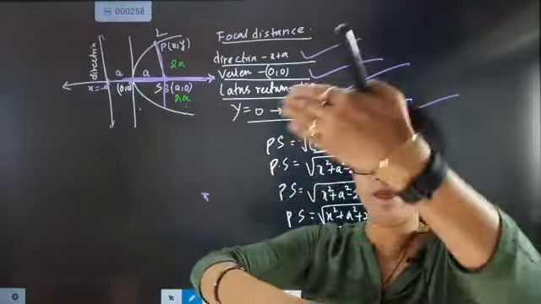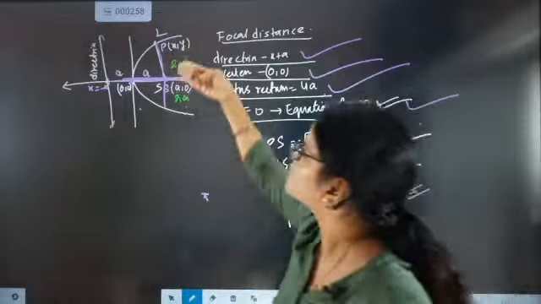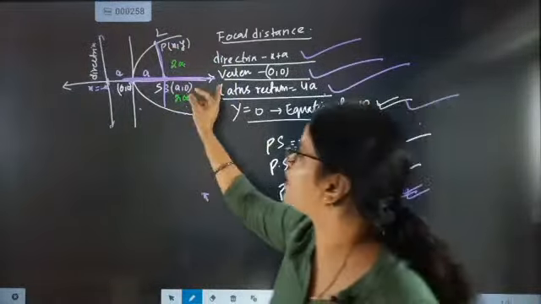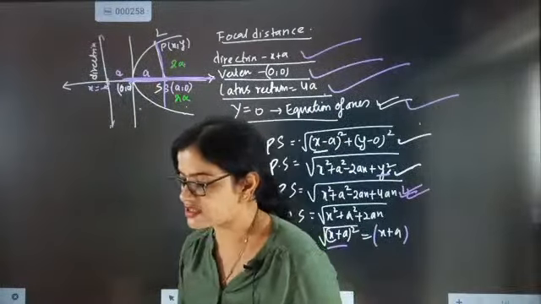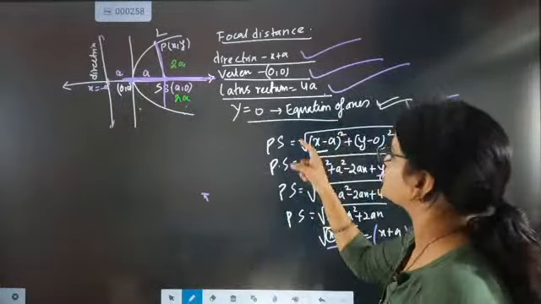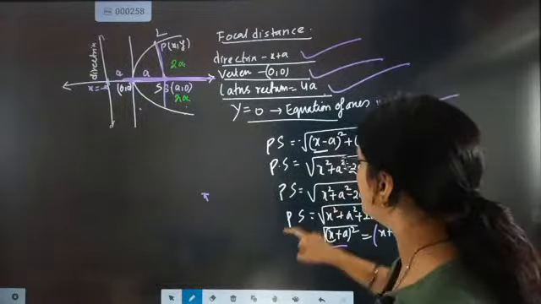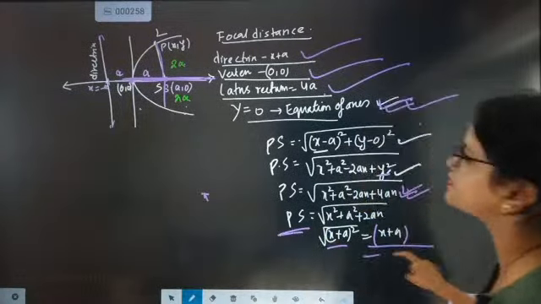See, the parabola is symmetrical about the x axis. So this half will be equal to this half. So what will be the equation? The equation will be y equal to 0, on the x axis. So the equation of axis will be y equal to 0. Now the focal distance is coming as x plus a.